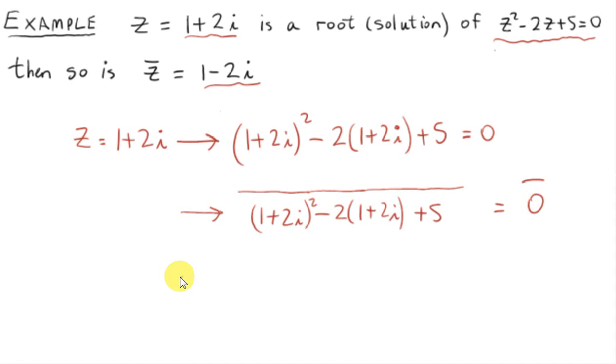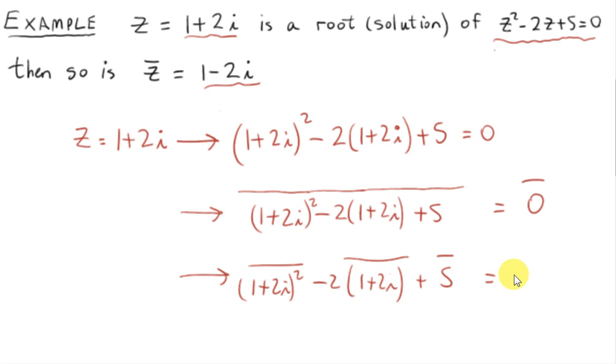Now we can then go and use the fact that we have sums of complex numbers here to split up this conjugate. We can get the conjugate of 1 plus 2i squared, followed by minus 2 times the conjugate of 1 plus 2i. Then we can get the conjugate of 5, and that equals the conjugate of 0. So this was one of the properties I proved in the previous video. If we have several complex numbers added together, to get the conjugate of them, we can just get the conjugate of each number separately.